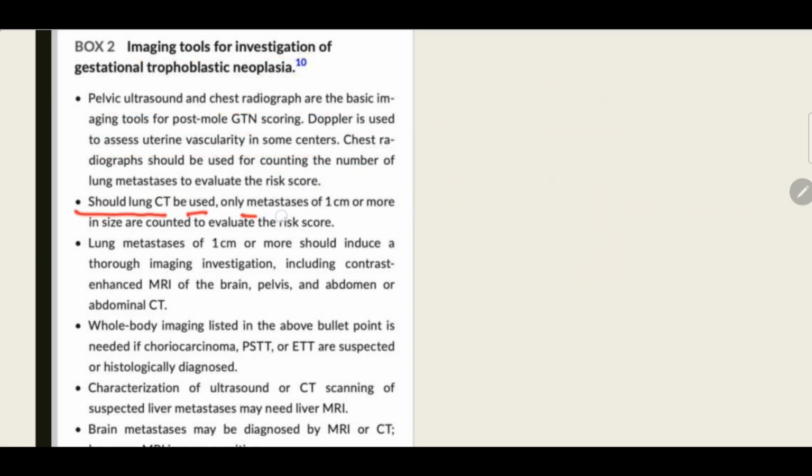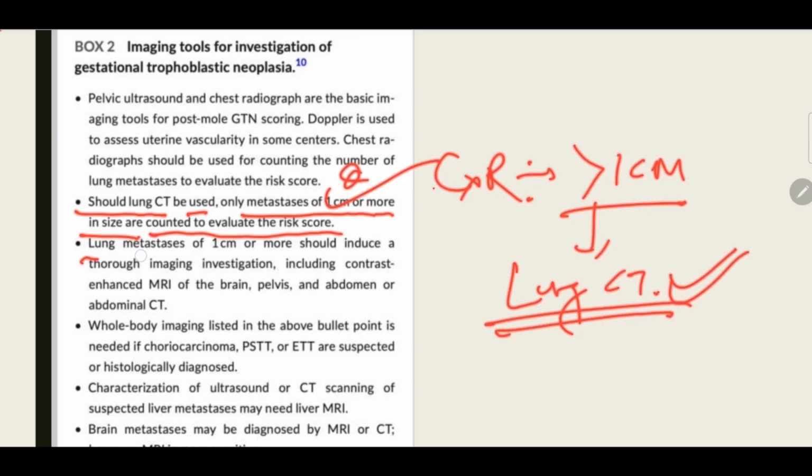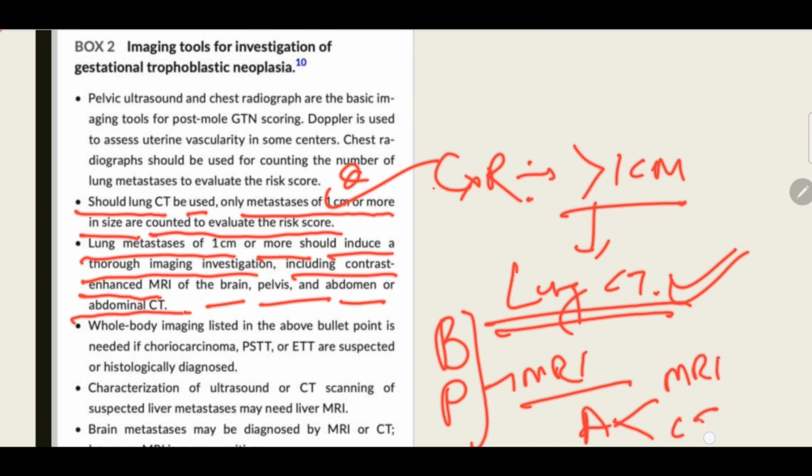Should lung CT be used? Only metastases of 1 centimeter or more in size are counted to evaluate the risk score. If chest X-ray shows lesions more than 1 centimeter, then you have to do lung CT scan to count the metastatic lesions for the assessment of score. Lung metastasis of 1 centimeter or more should induce a thorough imaging investigation, including contrast enhanced MRI of the brain, pelvis, abdomen or abdominal CT. So in brain and pelvis, MRI is preferred, whereas in abdomen you can do MRI or CT abdomen.